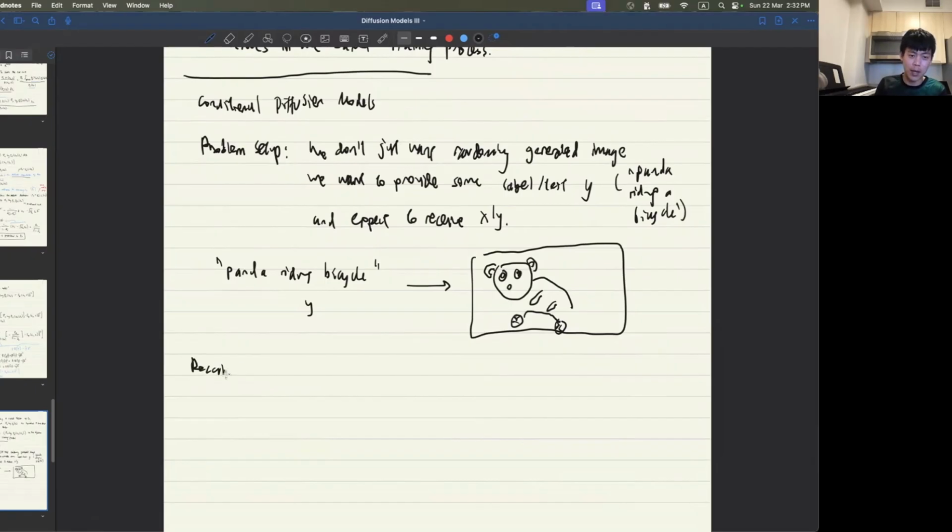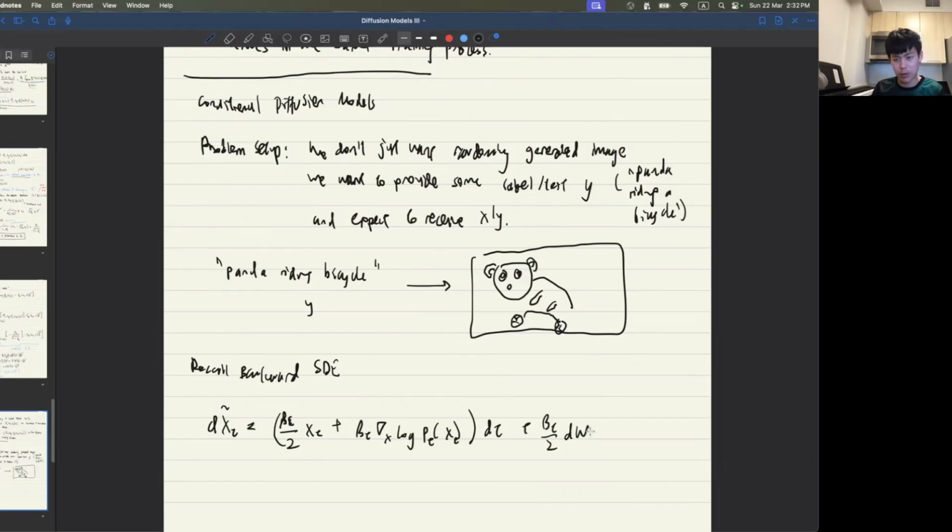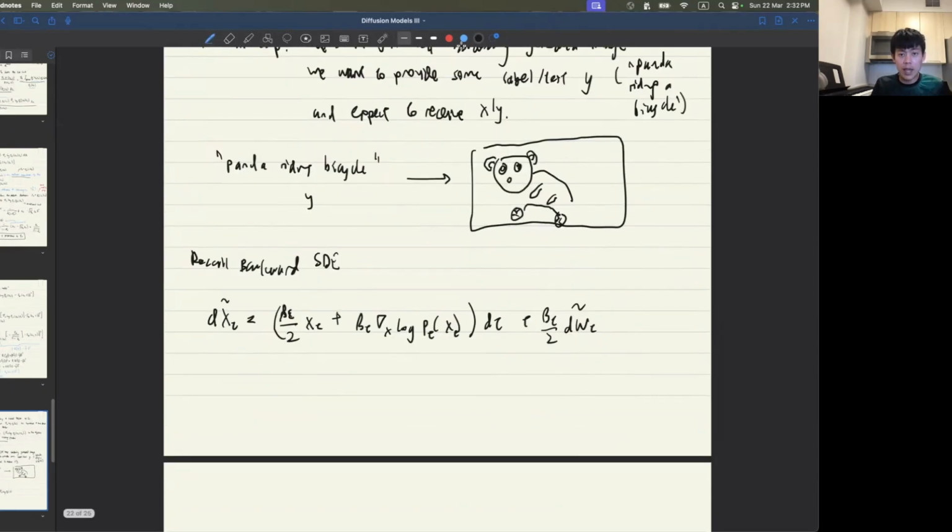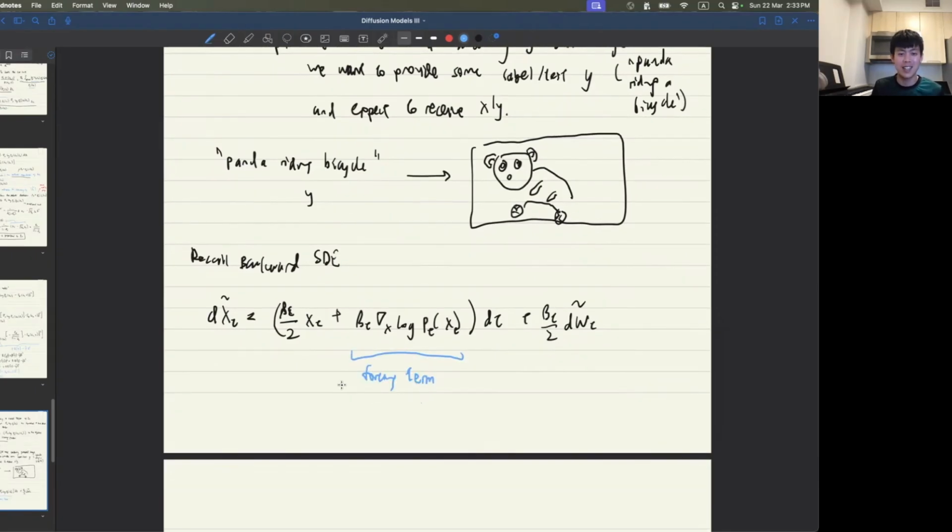So recall the backward stochastic differential equation. That's going to be dx_t tilde is equal to beta_t over 2 x_t plus the forcing term, which is beta_t times the score, dt plus square root of beta_t dw_t, right? That's the diffusion term. Again, we fall back to our physical understanding of this equation. This term over here is really a forcing term. If you think about forces in physics, this is really saying go in the direction of higher log probability density.